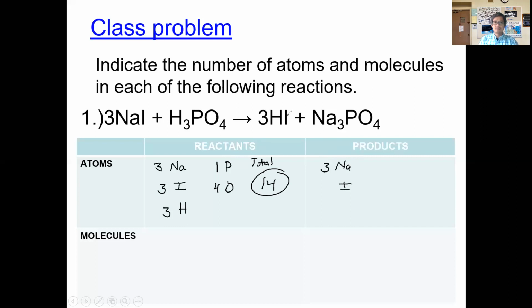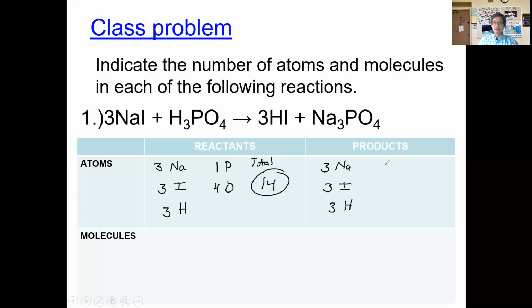The iodines are here. This is part of a new compound, but the iodine is right here. The coefficient in front of this compound tells us that we have 3 iodines. Let's find the hydrogens and count those. Hydrogen is here, and again, the 3 in front of the hydrogen tells us that we have 3 hydrogen atoms as well.